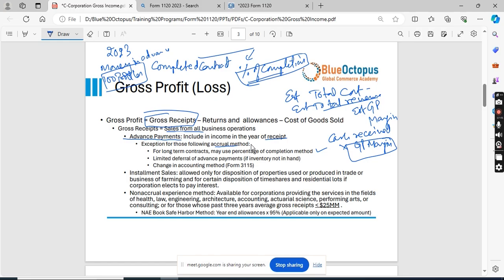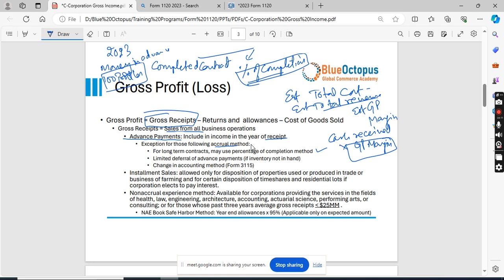So in that way this becomes an exception, because you have received the advance payment, but as per law you have to report it in your income statement. However, since you do not have inventory in hand, you can defer it and show it as a deferred revenue, or it will be negative accounts receivable for you, right? So this is how limited deferral can work.